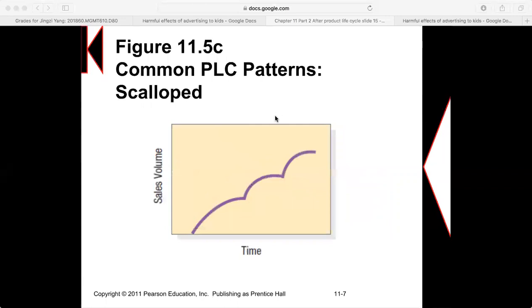My last picture for common PLC patterns is called scallop. A good example of scallop is the chemical product Nylon. Nylon has shown a scallop pattern because of many new users, such as shirts, carpeting, boat sails, or automobile tires. They keep discovering that this material can be used in all these products. So every time they discover a new use, a new cycle begins, and you will see rapid growth in sales.